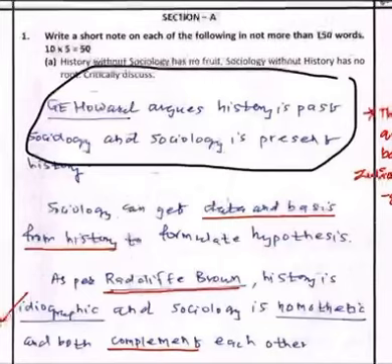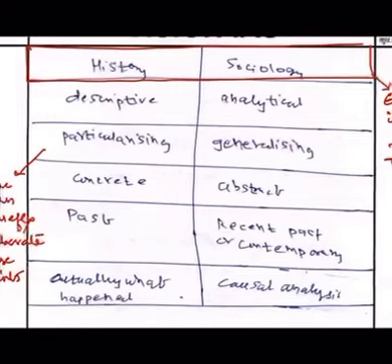Second, when you know that for a particular topic you have much content, then you can do it this way. You can divide a page of your answer copy into two parts, and you can comparatively write the things which have been asked of you. Let's say if they ask about the difference between history and sociology, you can write it paragraph-wise, or you can also write this way.